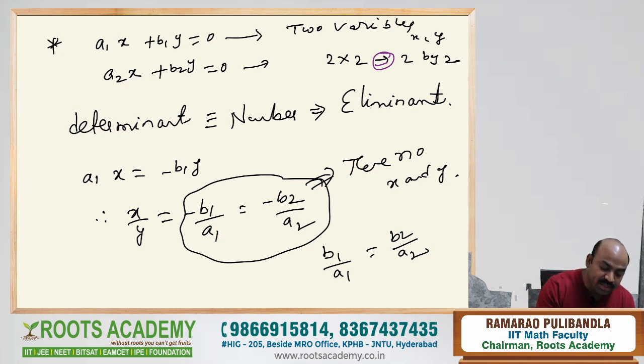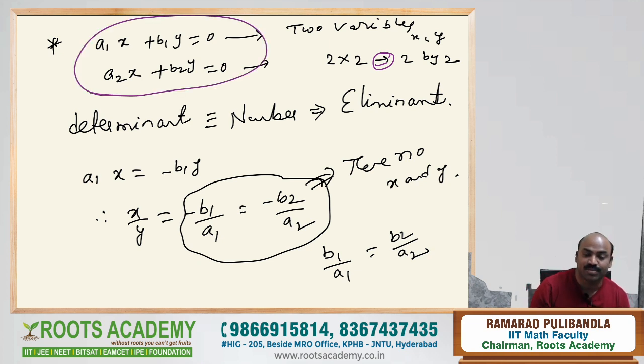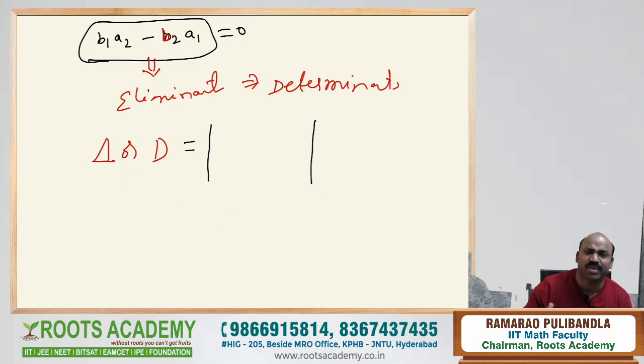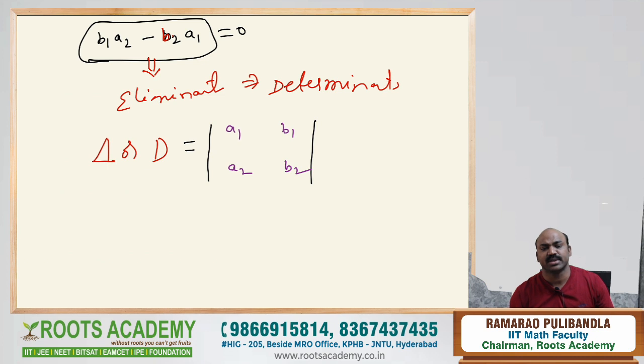So how to write this into rows and columns, students? Just look at how I am writing. Just eliminate x and y, because eliminant is called determinant. Just eliminate x and y and write the coefficients as they are. So this is a1, this is b1, this is a2, this is b2. I think all of you are getting it, students. So a1, b1, a2, b2.